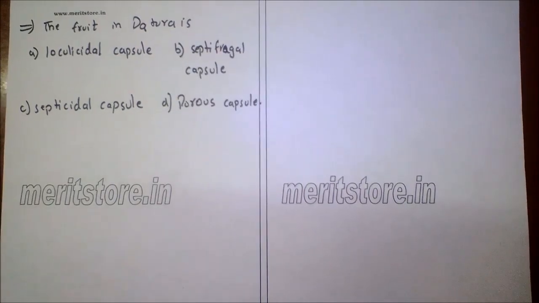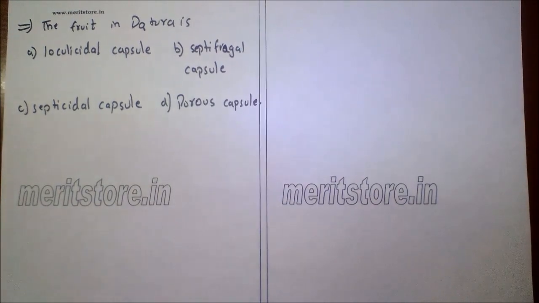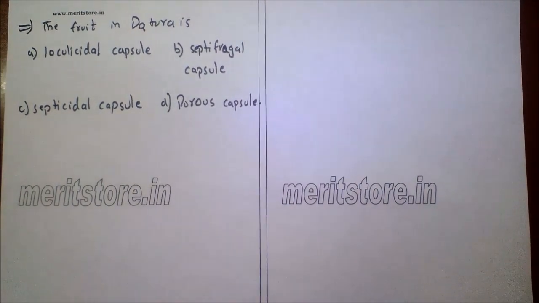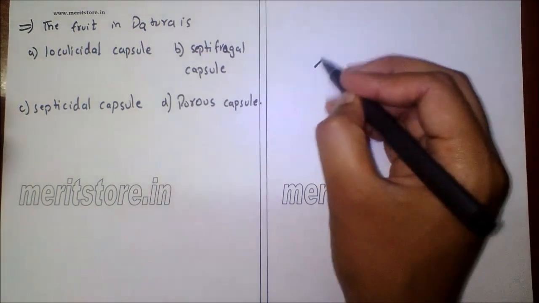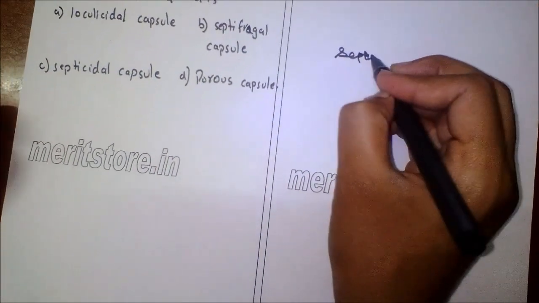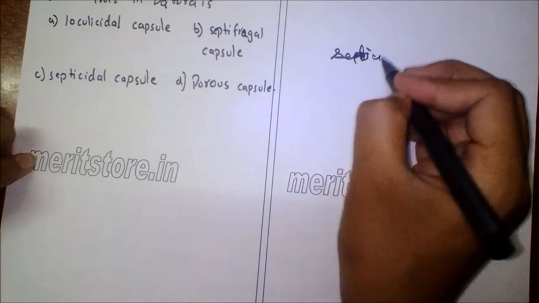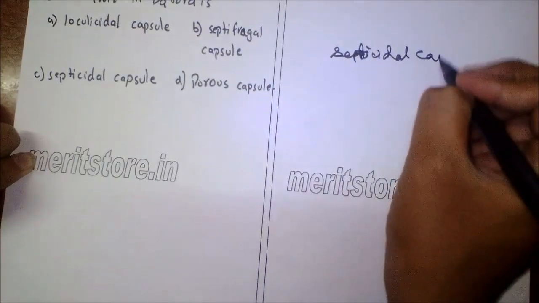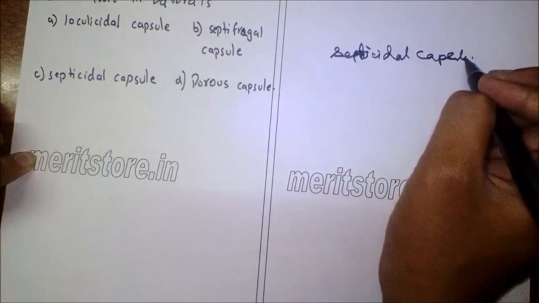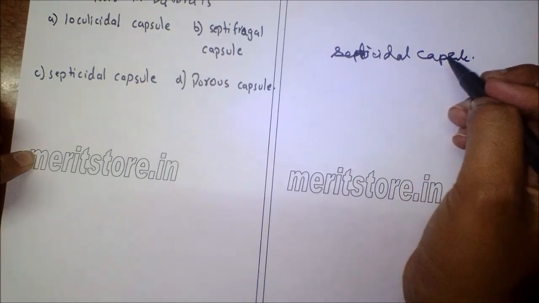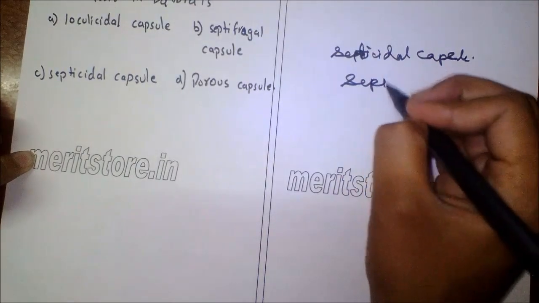Fruit of Datura is: A. Loculicidal capsule, B. Septifragal capsule, C. Septicidal capsule, D. Porous capsule. So the fruit of Datura is a septicidal capsule, but its dehiscence is of septifragal nature.